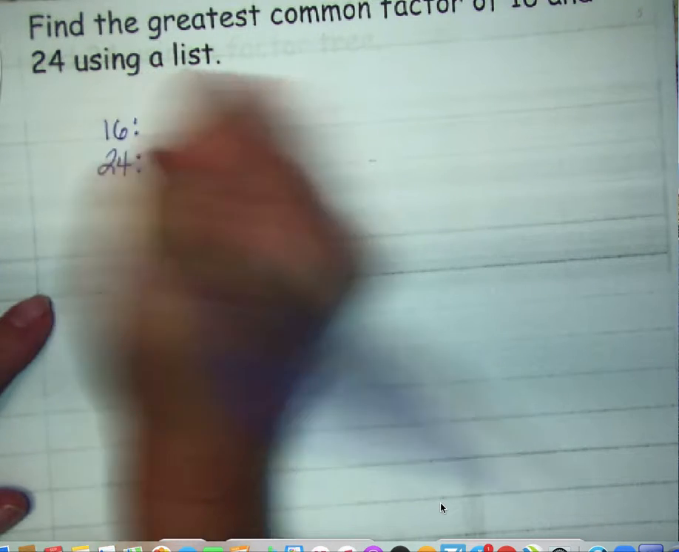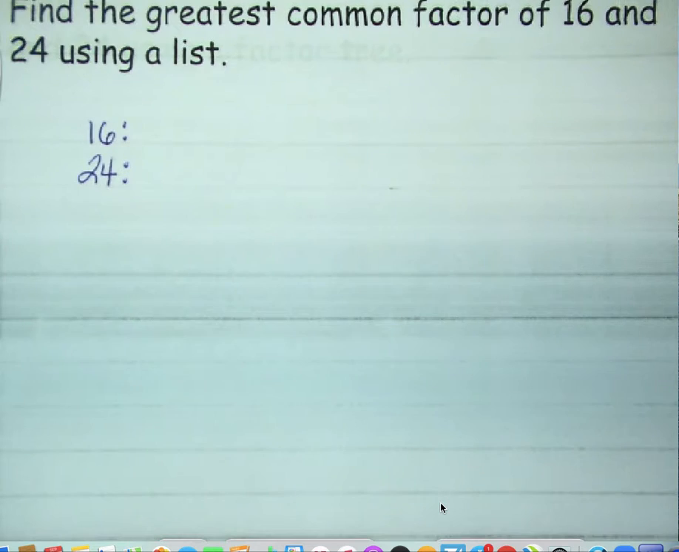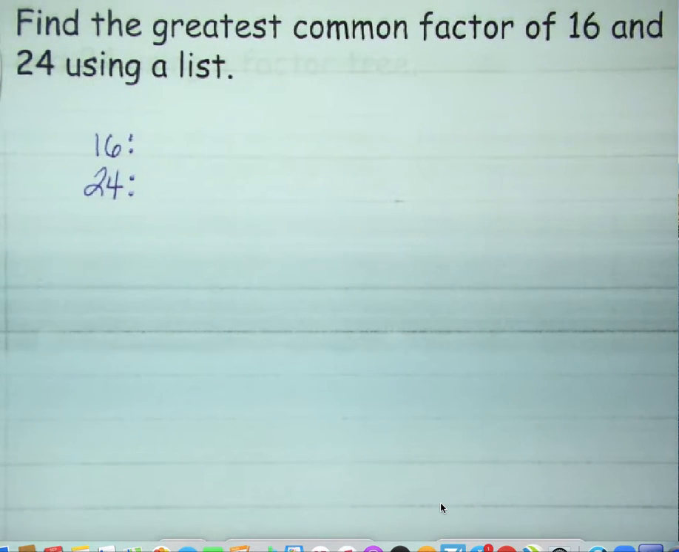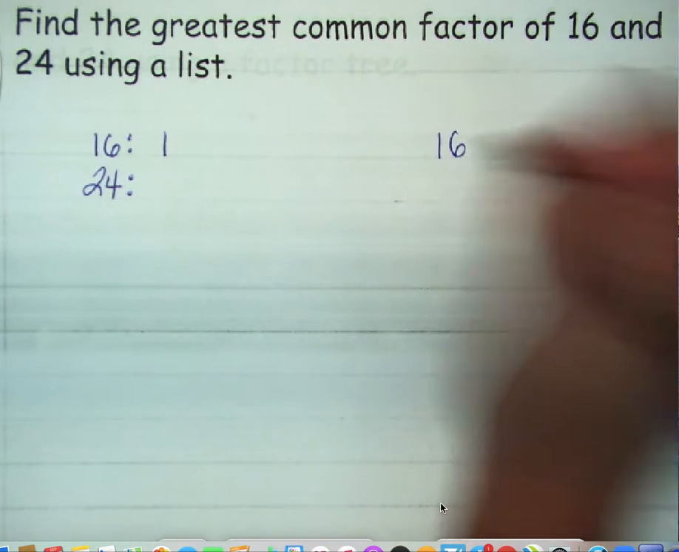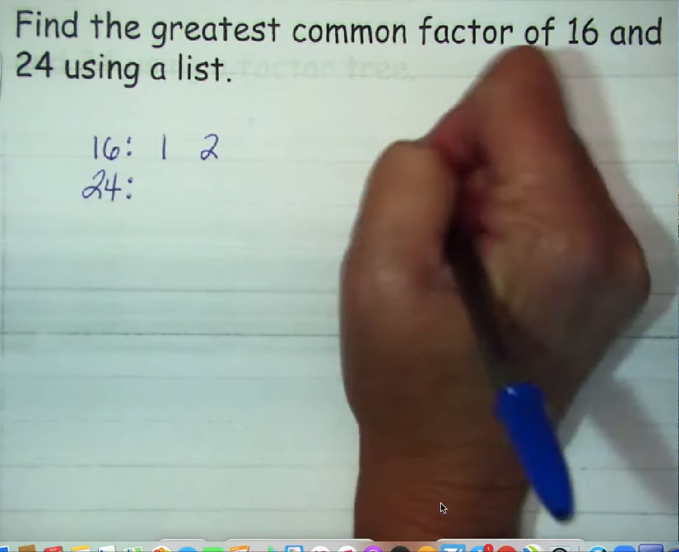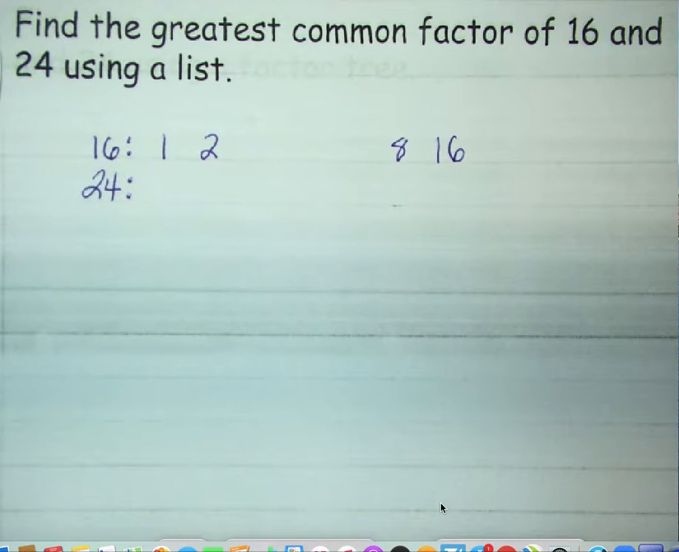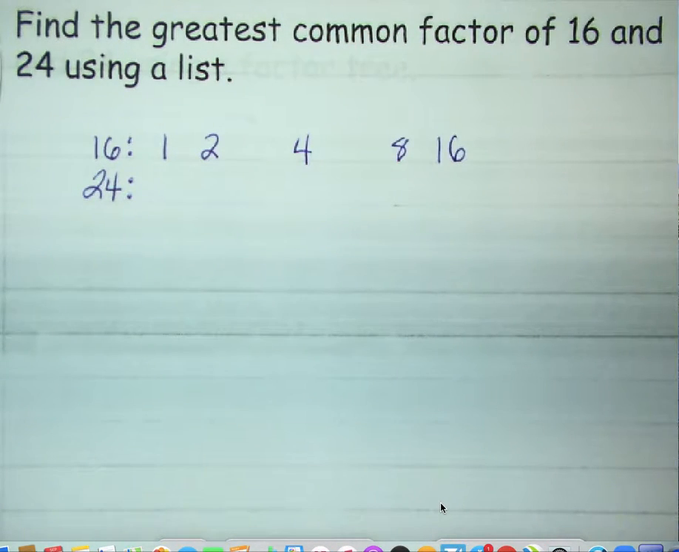Okay? So think about the numbers 16 and 24. Okay? How can I get the number 16? Well, I can multiply 1 and 16, right? How about 2? Of course, 2 and 8. 3? No. 4. 4 times 4.